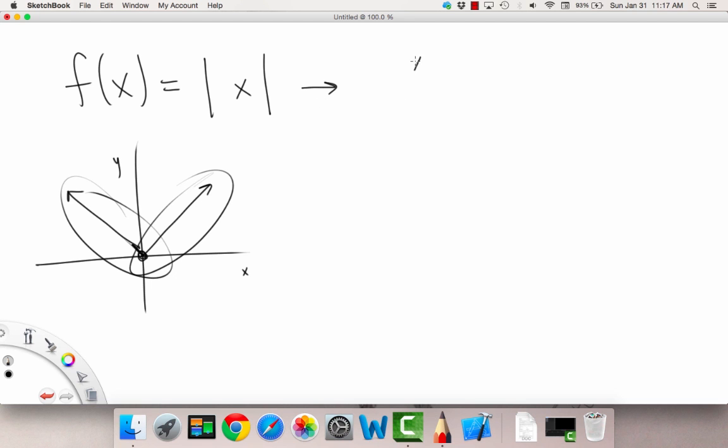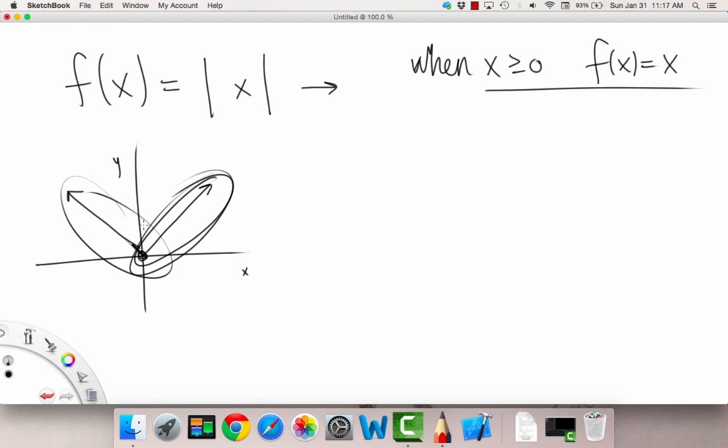So specifically, when x is greater than or equal to 0, if you plug in 0, you're just going to get out 0. So it just is x. So f of x is equal to x. And that is also true for any other positive number. Because if you plug in a 1, then the absolute value of 1 is still 1. The absolute value didn't change your already positive number. So this is one of the parts of our graph. This is actually the right part.